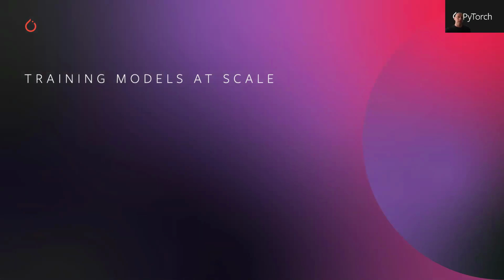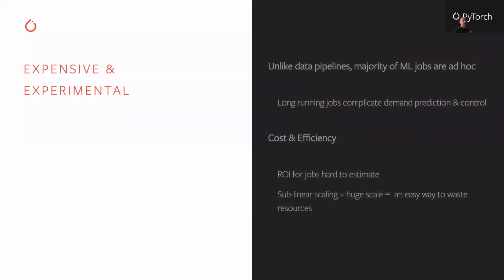The other challenge that we see is training models at scale. When we think about the challenge here, things are expensive and experimental. In other words, ML jobs are not like normal jobs. They're not like building a data pipeline, right? They tend to be ad hoc. We may do some checkpointing and we may run a number of them depending on the number of hyperparameters we want to run, and some of them may die, some of them keep going. So in short, these are jobs that are atypical compared to what is standard in infrastructure.